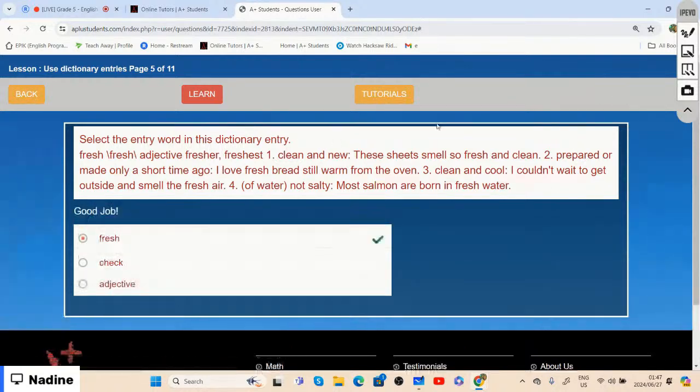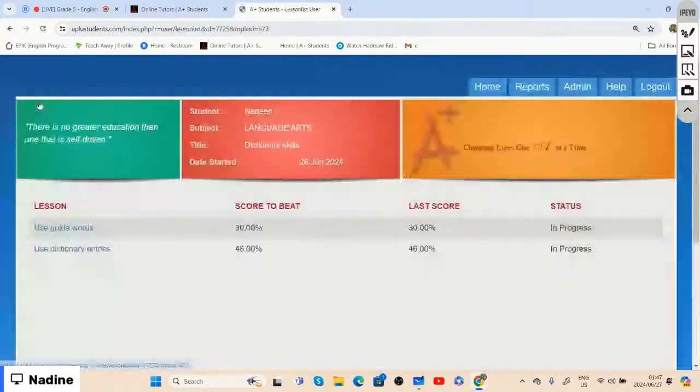All right, so that's now the end of our lesson or our session on dictionary skills. We basically learned how to use guide words. Remember, our guide words within a dictionary will be the first word as well as the last word on that specific page. The first and the last word on that page will tell you what words to look at within a dictionary, and every other word in between those words needs to be in alphabetical order.